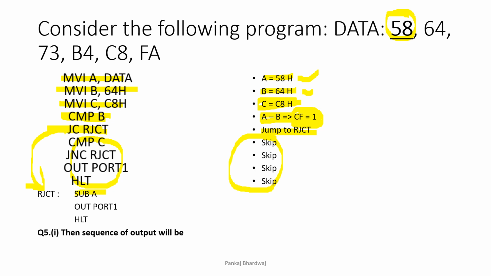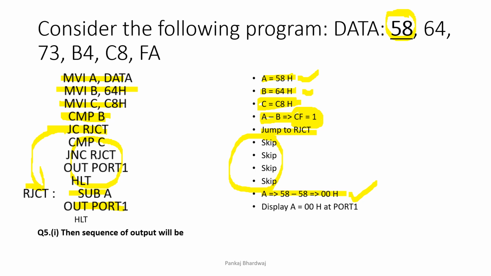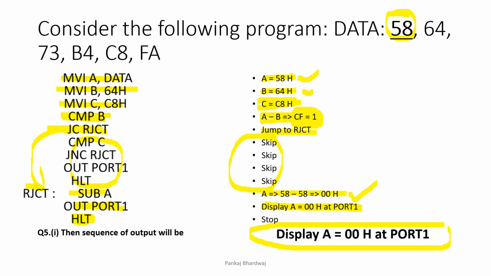And the next command at reject is subtract A. That means A will become A minus A. So A is 58, and if we subtract 58 from 58, what we get is 0. And this 0 is displayed at the output port 1. So display A equals 0, 0 at port 1. And HLT terminates or stops the program. So A will be 0, 0. That means port 1 has an output equal to 0, 0 when the data 58 is input.